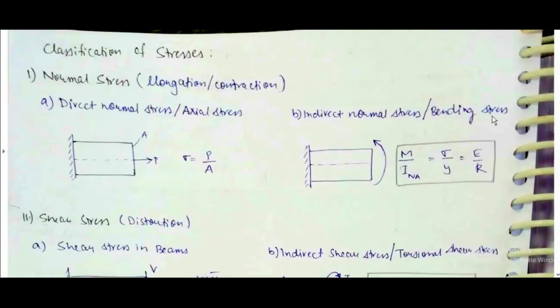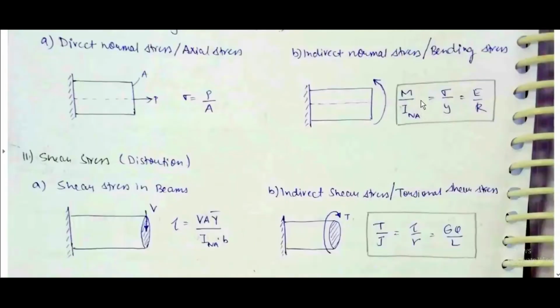Indirect normal stress or bending stress. A moment is applied like this, then we will use this equation: M by I NA is equal to sigma by y is equal to E by R. Here E is Young's modulus, R is radius of curvature, sigma is bending stress, y is distance from neutral axis, M is bending moment that we have applied, and I NA is moment of inertia about neutral axis.